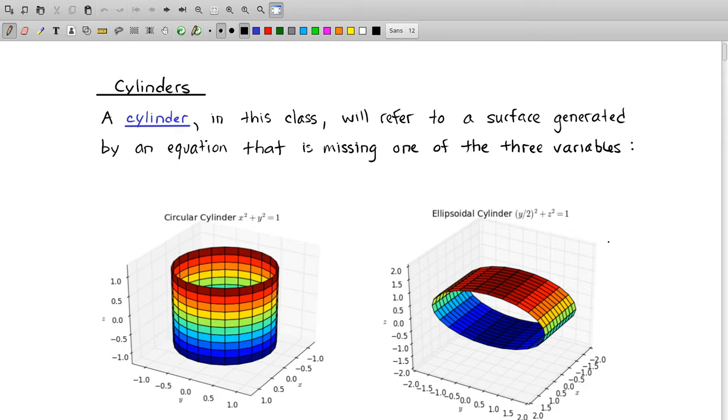This video is going to be a quick summary of two sections in the book, section 10.6 on quadric surfaces and cylinders, and section 11.1 on functions of several variables. The general theme of these two sections is more complicated surfaces.